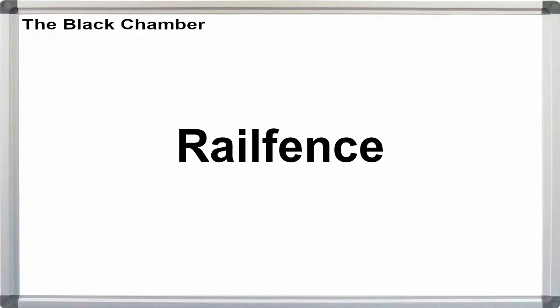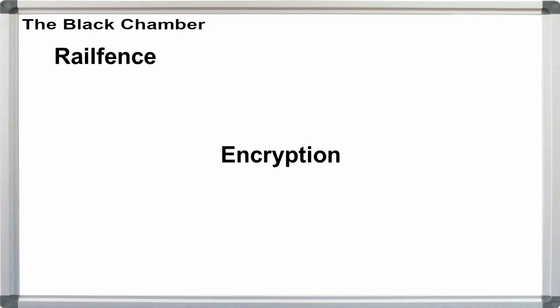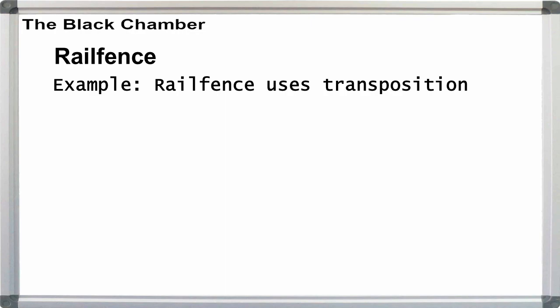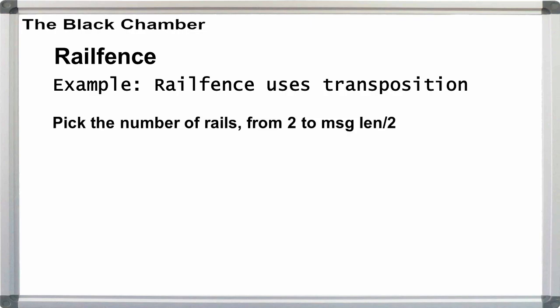Let's rejoin in the training room. Good, you're here. Railfence most likely got its name from the lines used in the encryption and decryption steps. Starting with encryption, first decide on the message you want to send. Example: Railfence uses transposition. Next, pick the number of rails to use, between 2 and 1/2 the message length. Anything more than half the length will leave much of your text readable. The black chamber routinely uses between 3 and 10.